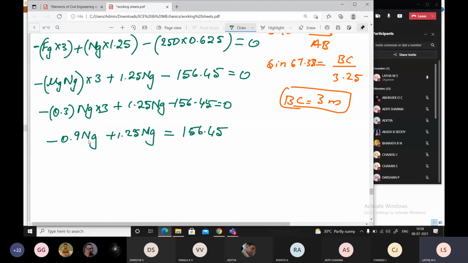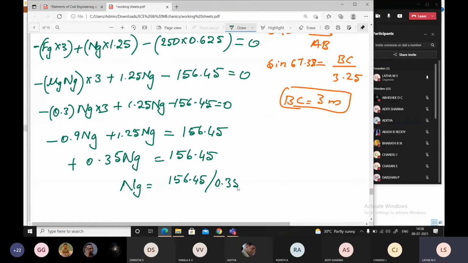Therefore, what do you get with minus and plus? 0.35, ma'am. 0.35 Ng, it is a plus value, equals 156.25. So therefore, Ng is equal to 156.25 divided by 0.35. What's the answer you get for Ng?